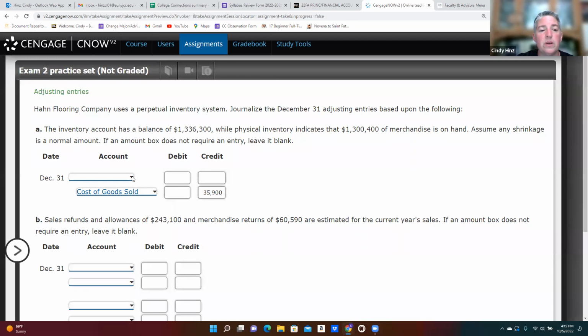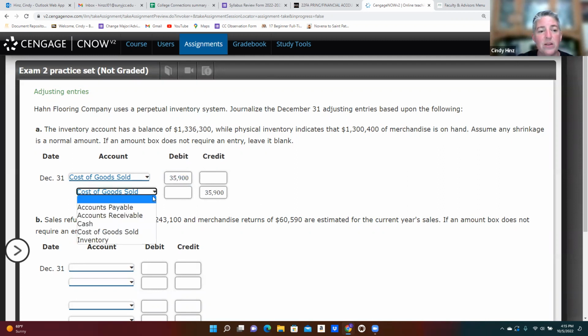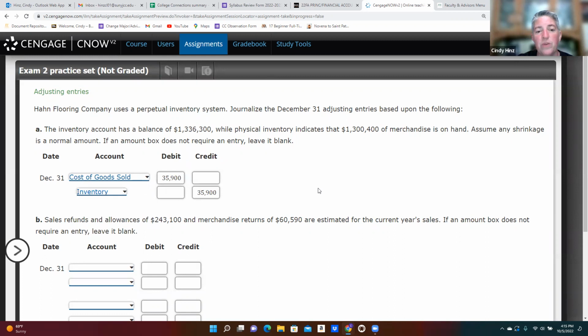So, whoops, sorry about that. I put it in the wrong spot. So because this represents inventory that we no longer have, we need to debit that to cost of goods sold and remove it from the inventory account. It tells us to assume any shrinkage is a normal amount, but we talked about in class what that might mean.